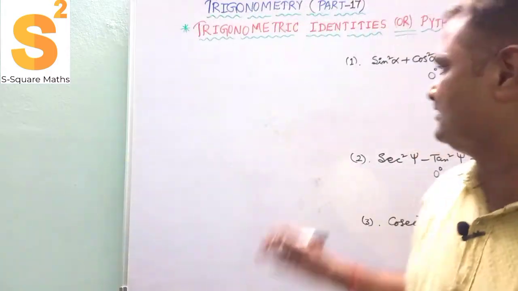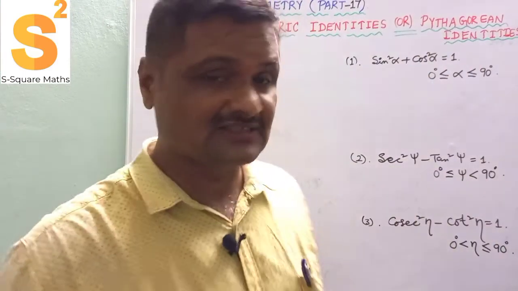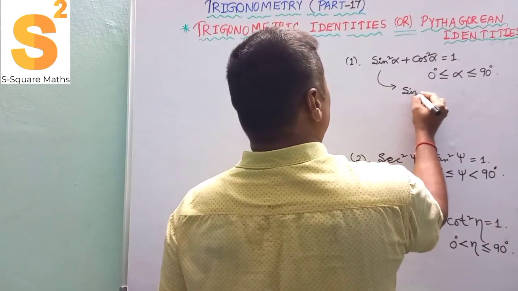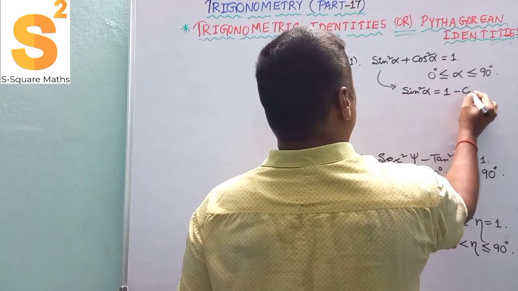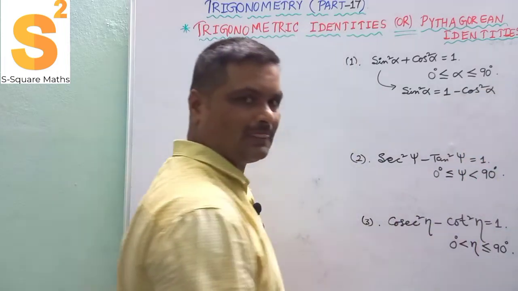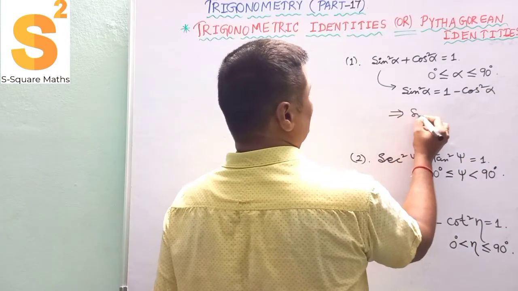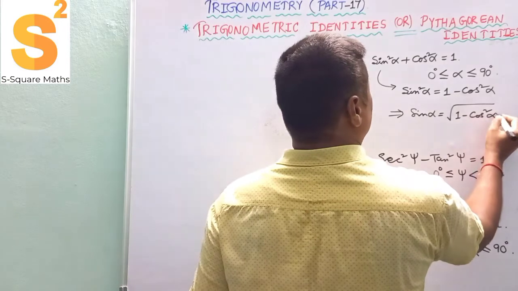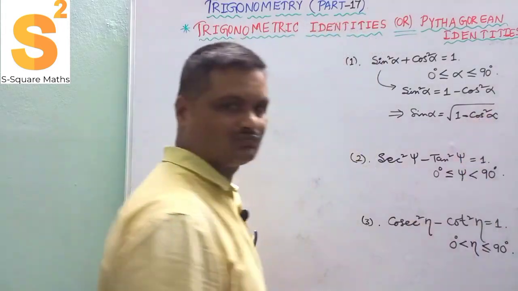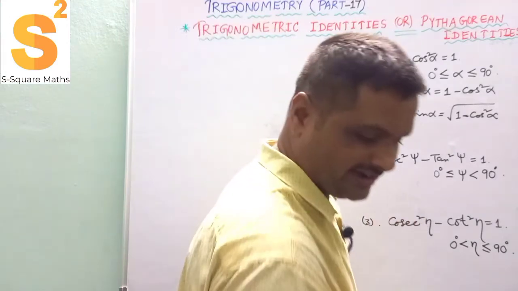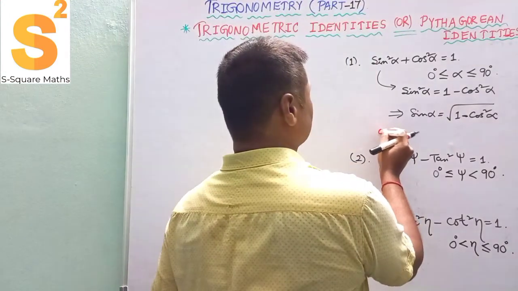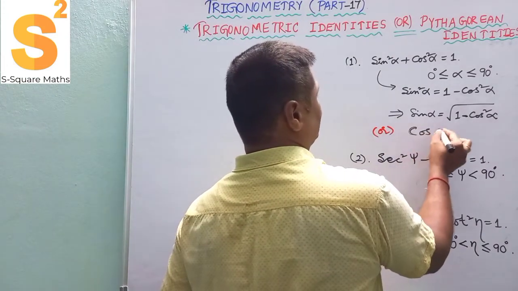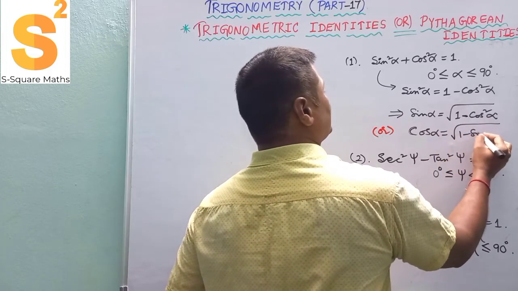Now let us go through some of the deductions from this. What are the various deductions? You can write from this, sin square alpha is equal to 1 minus cos square alpha, or I can write sin alpha is equal to under root of 1 minus cos square alpha. In a similar way, cos alpha is equal to under root of 1 minus sin square alpha.